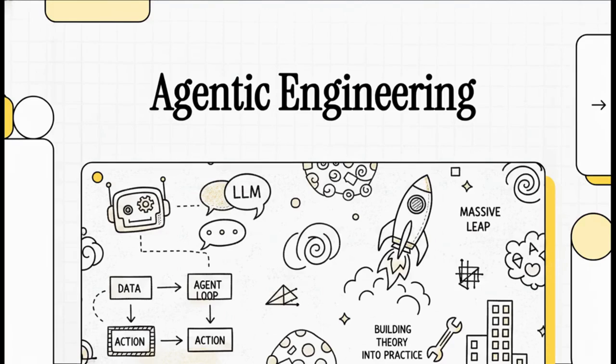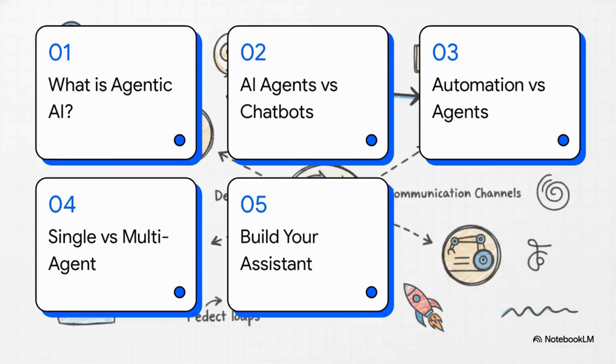Today, we're diving straight into Week 1, Day 1. Our focus? Agentic engineering. We're moving way past theoretical AI today and getting right into the actual mechanics of how to build these systems. So, let's just dive right in. Here's our blueprint for today. We'll start off with a welcome to Agentic AI, compare agents versus chatbots, and then look at automation versus agents. After that, we'll explore single and multi-agent AI, and finally, we'll wrap up with building your first assistant.